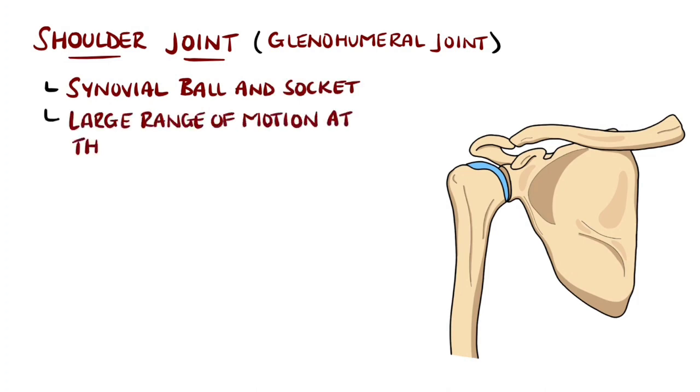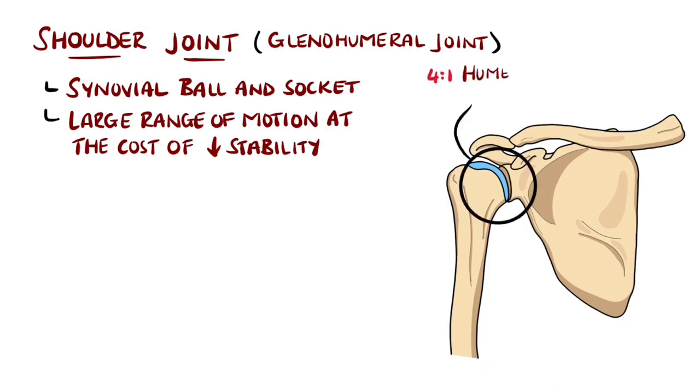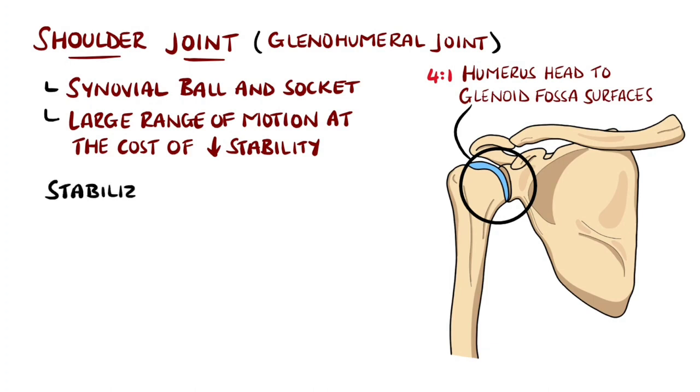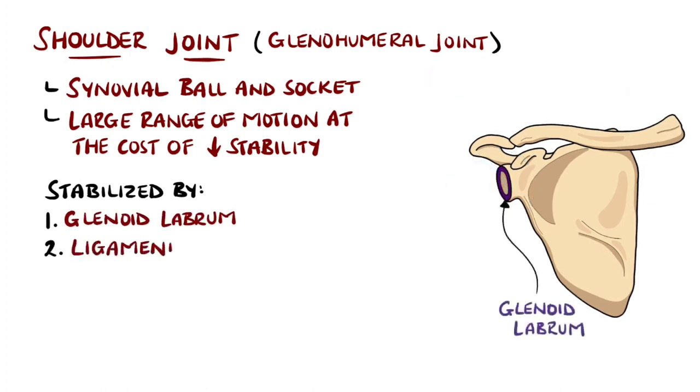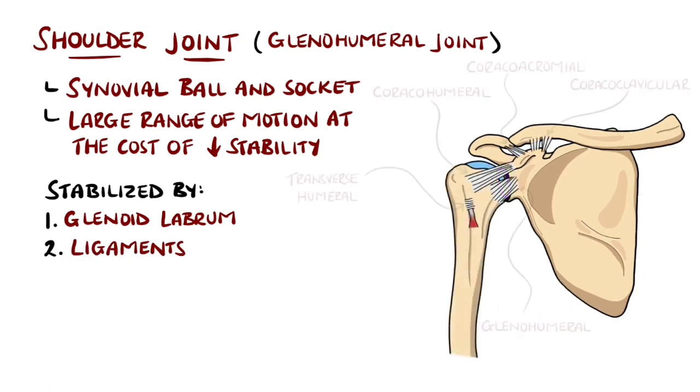more unstable. The head of the humerus is around 4 times larger than the shallow surface area of the glenoid fossa, which contributes to the large range of motion but also to the instability. The joint is stabilized by surrounding structures. The glenoid labrum is a ring of fibrocartilage around the glenoid fossa that better anchors the humerus and glenoid, and there are also a number of ligaments.